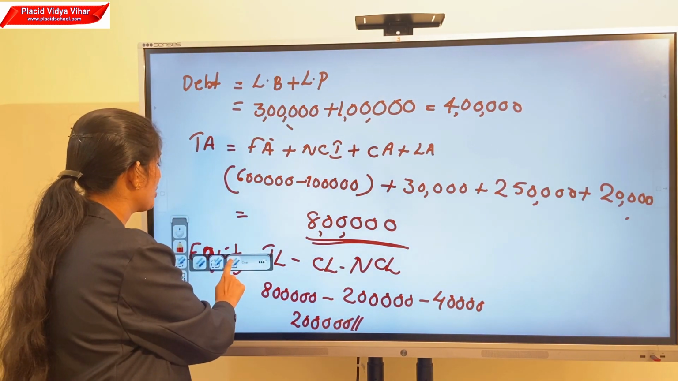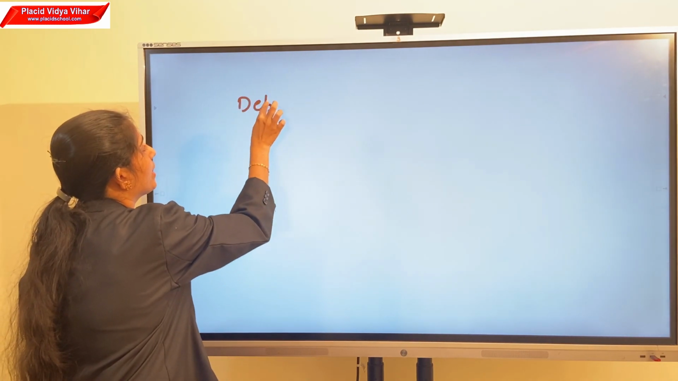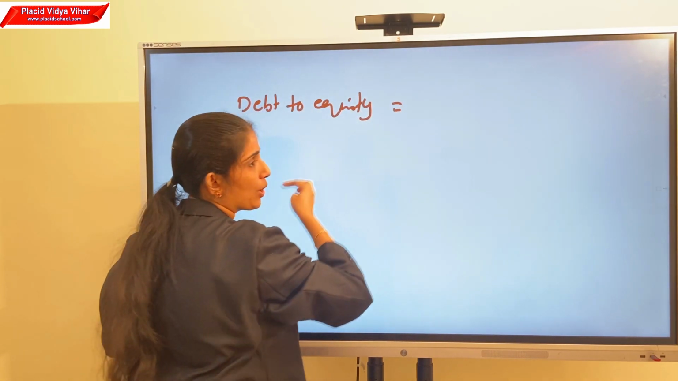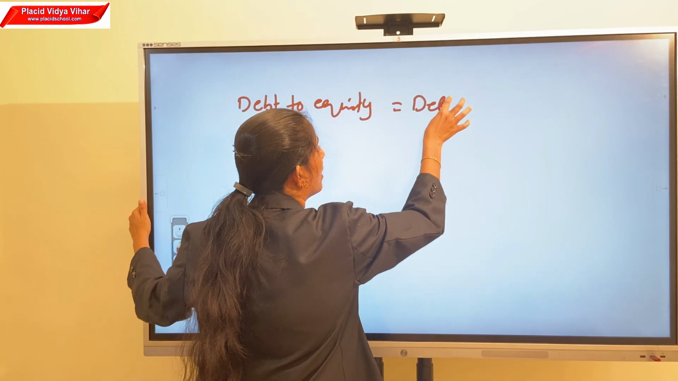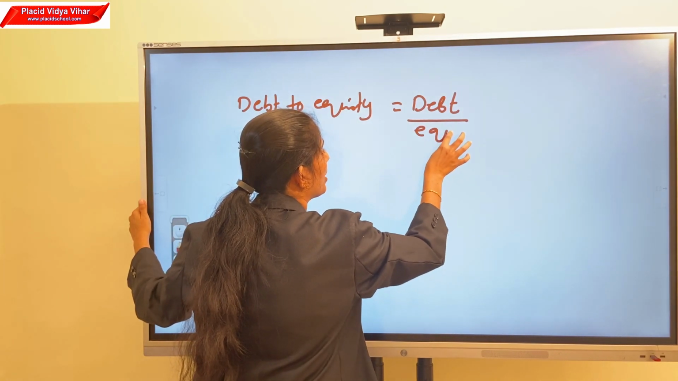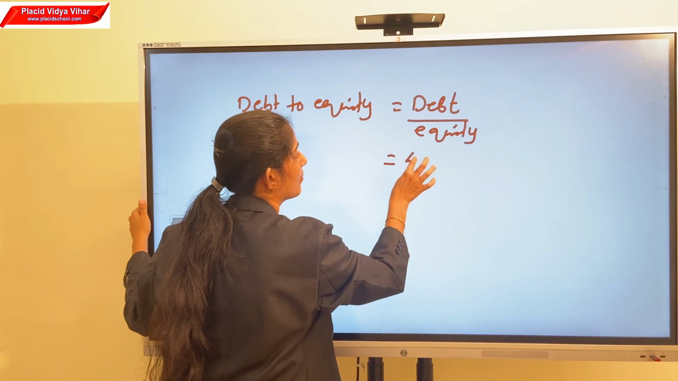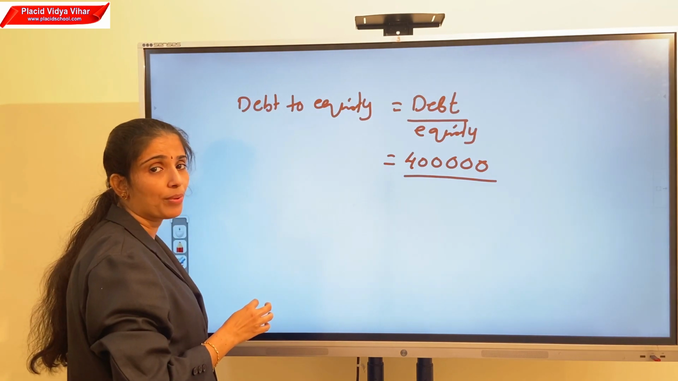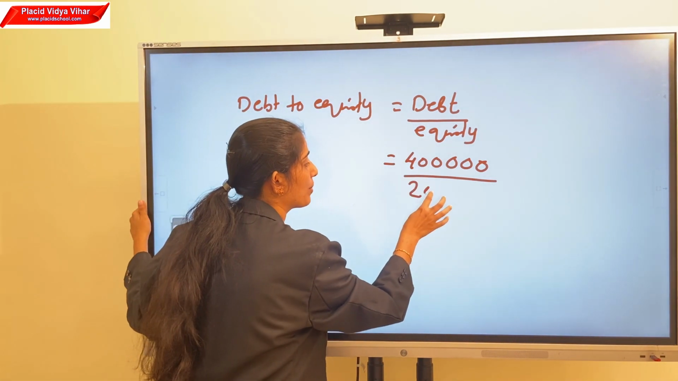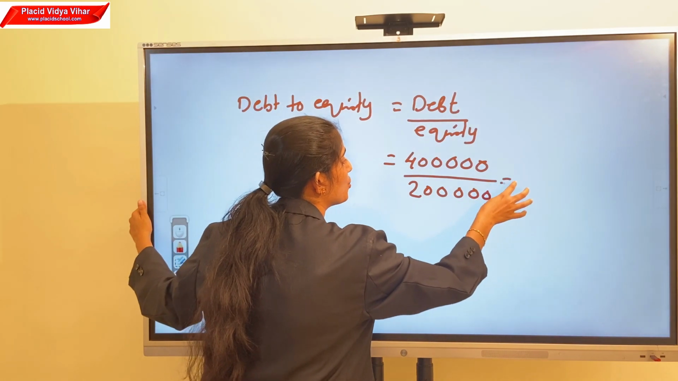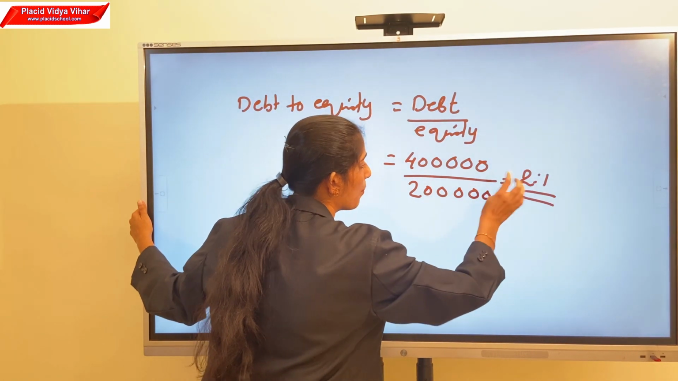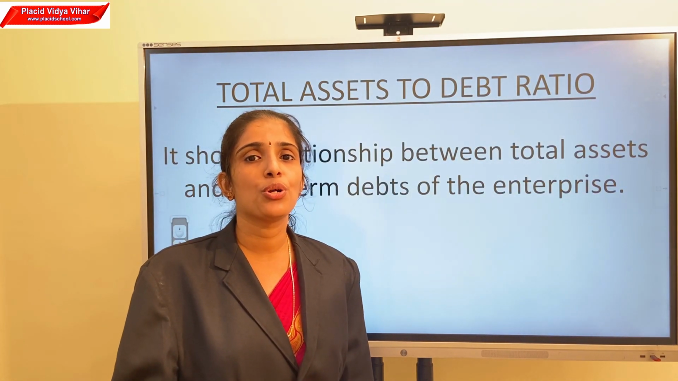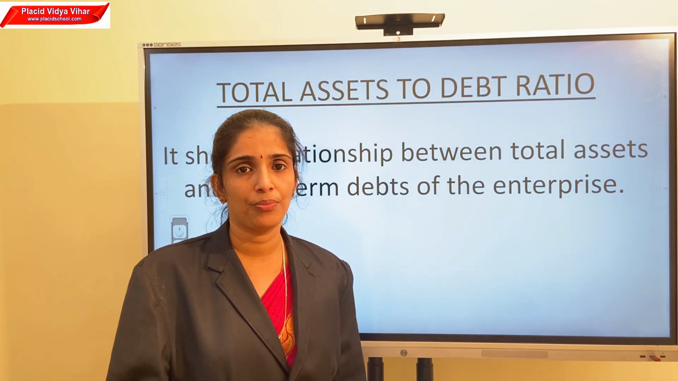Then debt equity ratio equals debt divided by equity. Debt equals our 4 lakh rupees, and the equity value is 2 lakh rupees. That equals 2:1. That is the proportion. Then we are going to discuss the next ratio, that is the total assets to debt ratio.